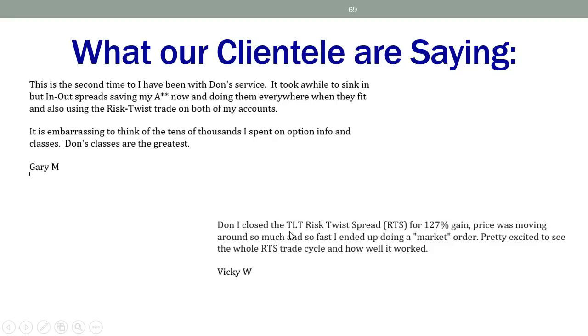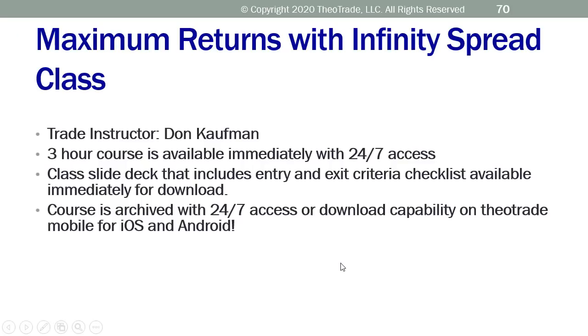Don, I closed the TLT risk twist for 127% gain. Okay, price was moving around so much I ended up having to use a market order. Pretty excited to see what the whole RTS trade cycle and how well it worked. That's from Vicky W. Okay. By the way, that TLT spread, that was the one from September that I just had on. Listen, all of this leads to one thing. Okay.